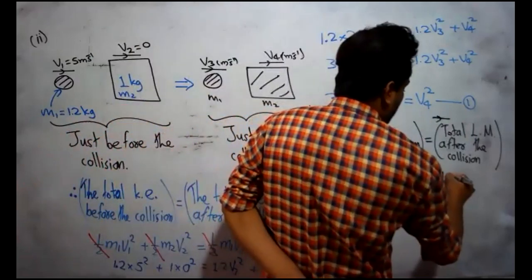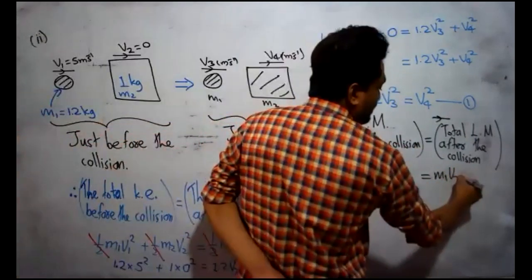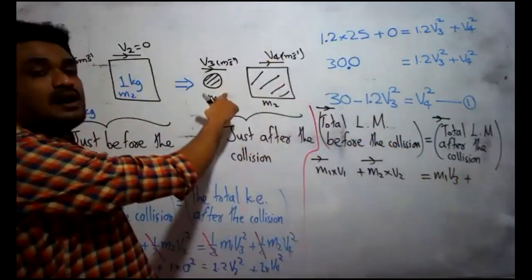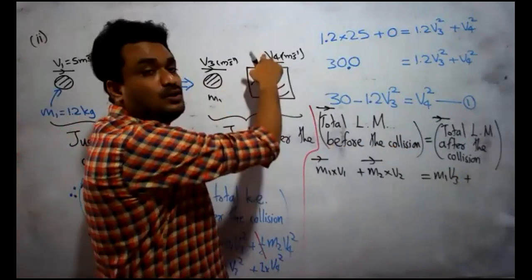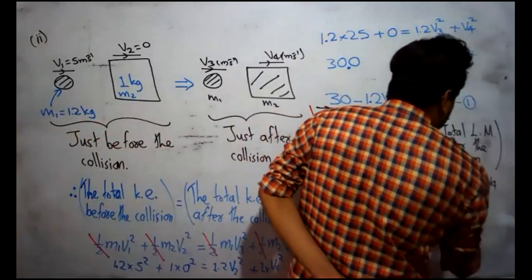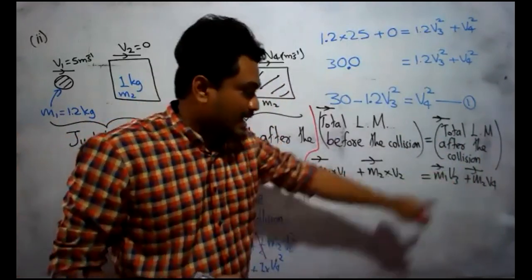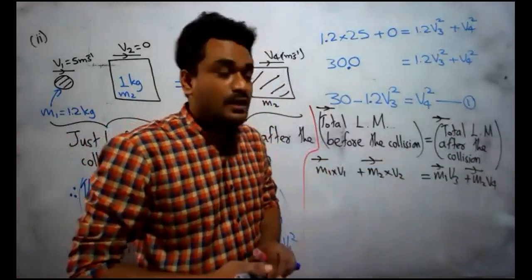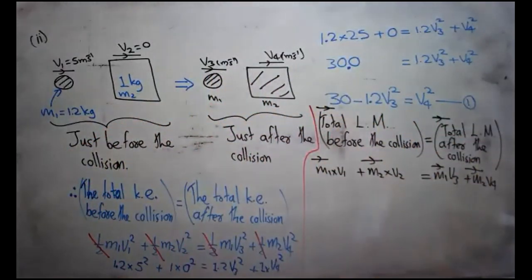So linear momentum of the first object is in this direction, m1 into v1. Linear momentum of the second object is m2 into v2. We must use the same direction for all the terms. We cannot change the direction. After the collision, m1 into v3 is the linear momentum of the ball, and m2 into v4 is that of the block. So please substitute the numerical values that they have given and try to make v4 the subject. Give a try. If you have any doubt, you can unmute the mic and ask. I'm always here to help you.